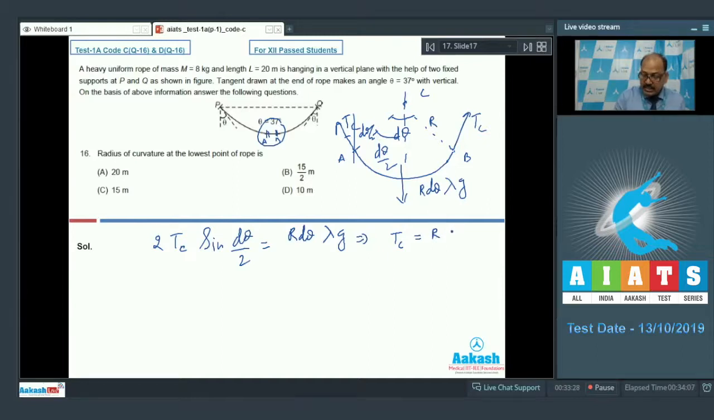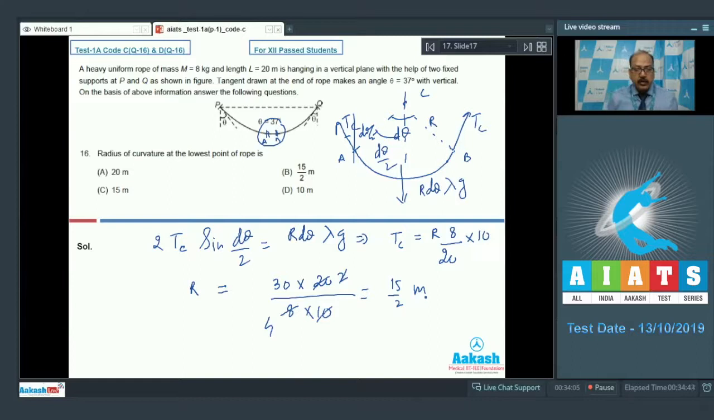Lambda is mass, which is 8 kg divided by 20 meter, into G, whose value in SI units is 10. The value of Tc we have found to be 30. So we get R equals 30 into 20 divided by 8 into 10. So this is 2, this is 4, 30 by 4 meter or 15 by 2 meter. That's the value of radius at the lowest point of the rope, which is matching with option B.